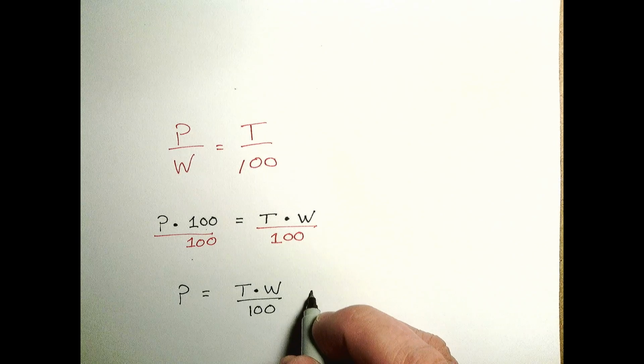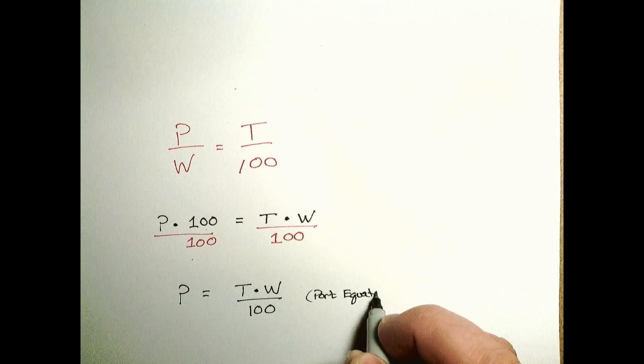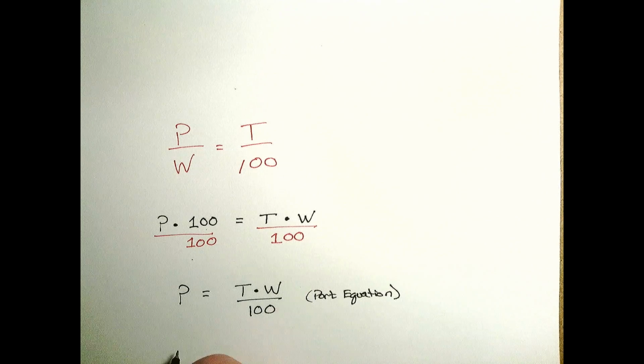Oh, that was the answer. Yep. It can also be written as P equals TW over 100. Maya, there's so many numbers and stuff. You're just using variables.